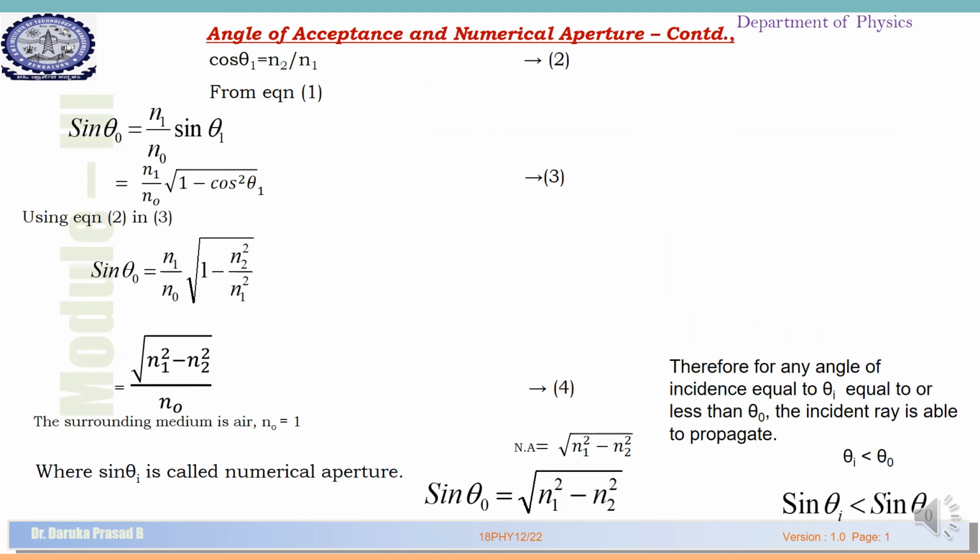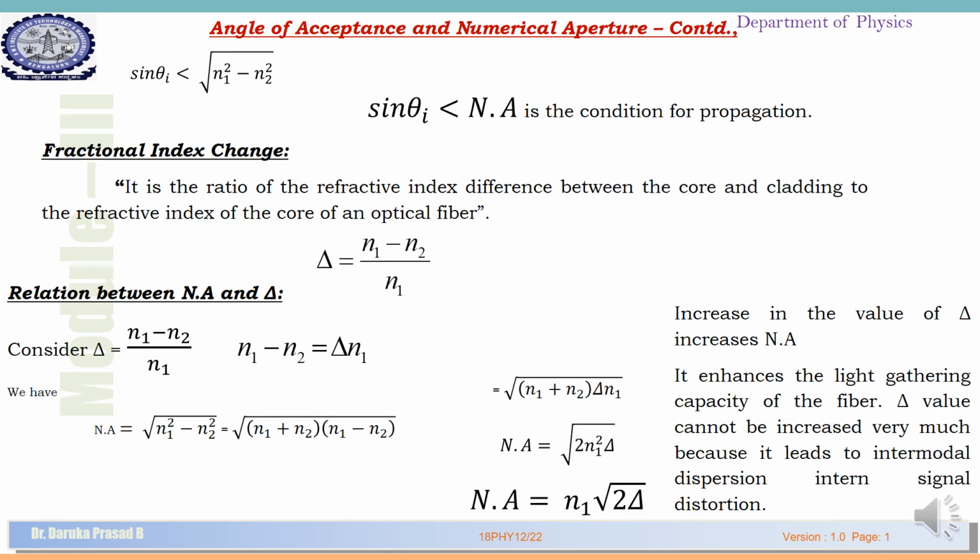So this is the condition for total internal reflection through the optical fiber. Hence, launching of light through the fiber is very, very important. So that is what is discussed here.